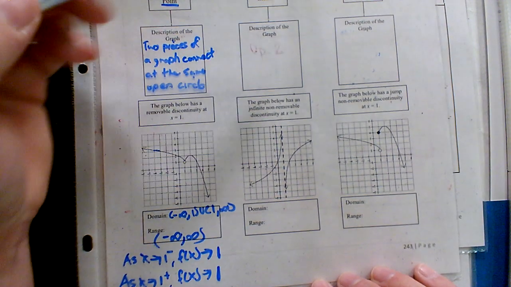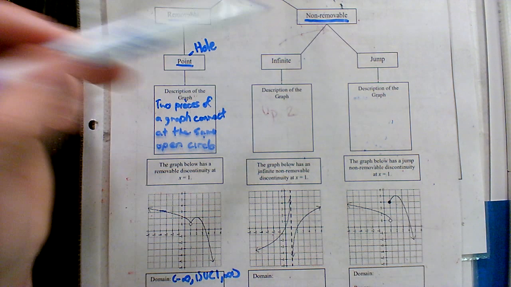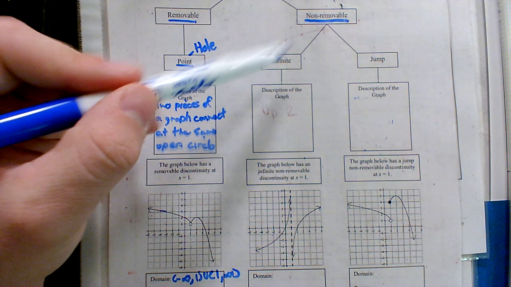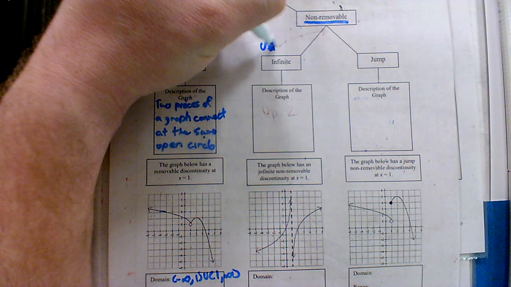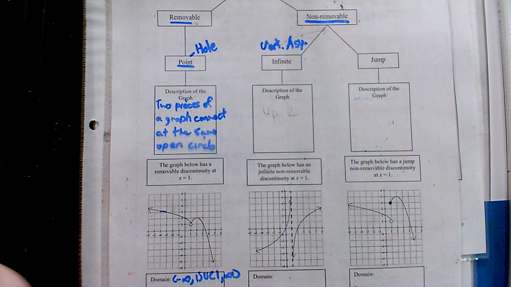Okay, let's go over to the non-removable. Everything good now, Marie? All right. The non-removable now. The non-removable is broken up into two, an infinite and a jump. By the infinite, they mean a vertical asymptote.